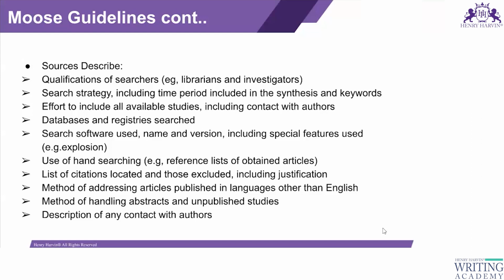Then what databases and registries were searched for getting the information, and the software which is used, with its name, version, and special features. For example, you can write EndNote, and then the name and version of the software and its features. Then the use of hand searching: any reference list or manual searching done from the literature should also be provided. Then the list of citations located and those excluded, including justification. So the list of citations included in the study and those excluded, and for that you can write the justification.